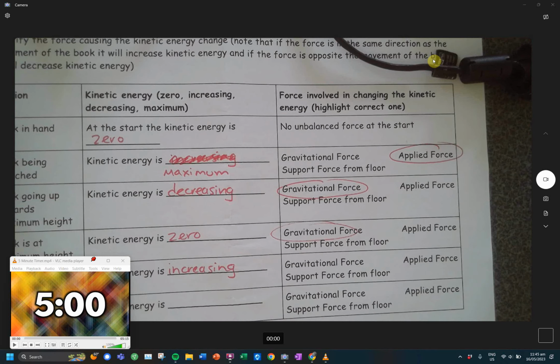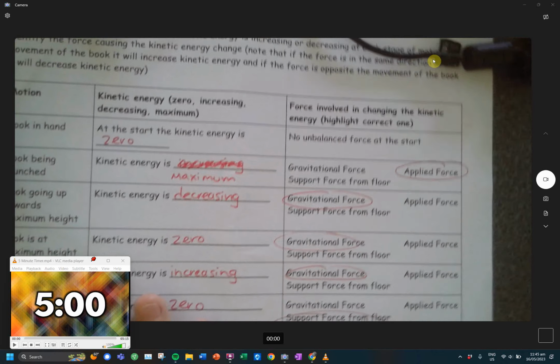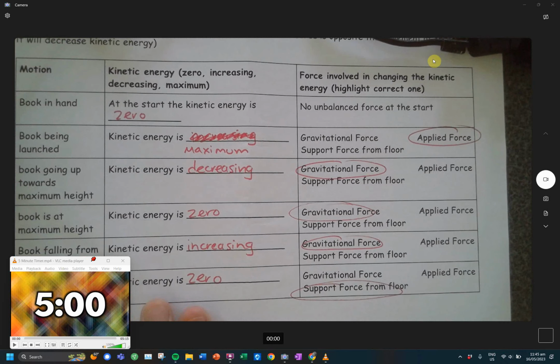All right, what's causing that? Gravity. And then when the book finally hits the floor, do I have any more kinetic energy? No, because it stopped moving. And then what is the force now at play? The support from the floor. All right, so there are our answers.